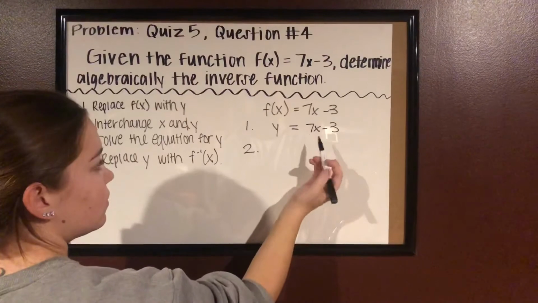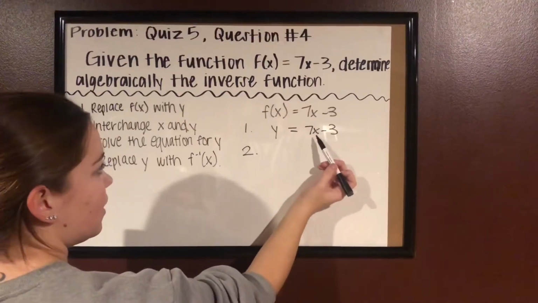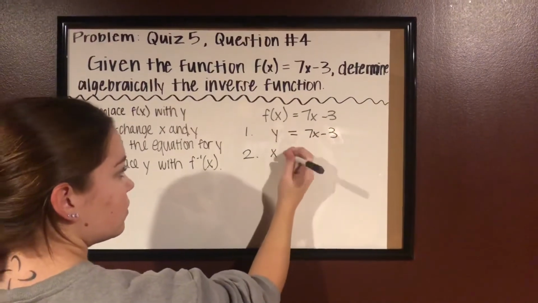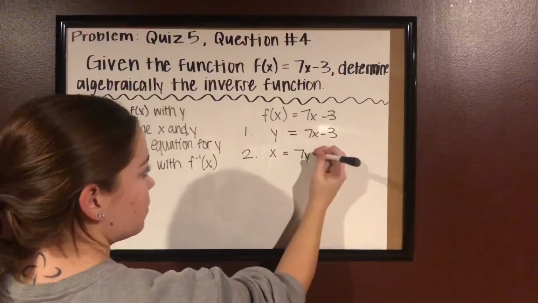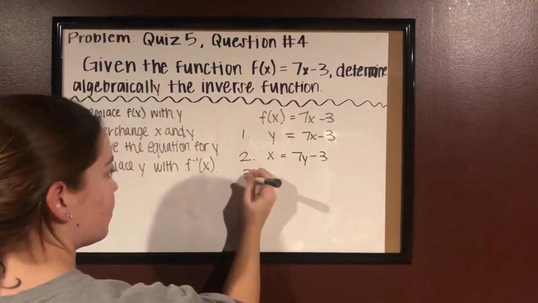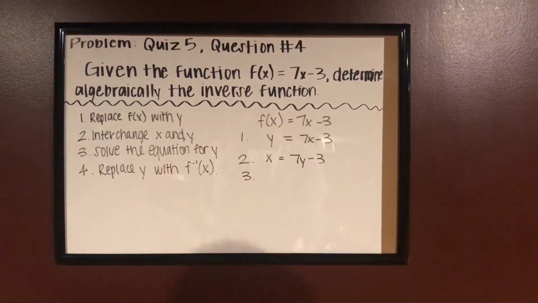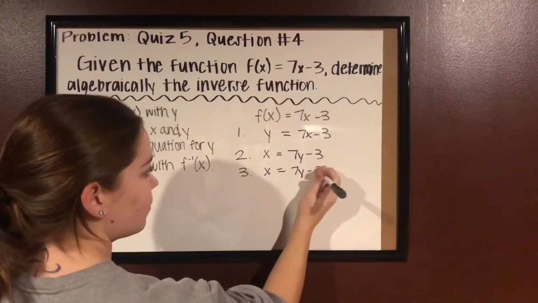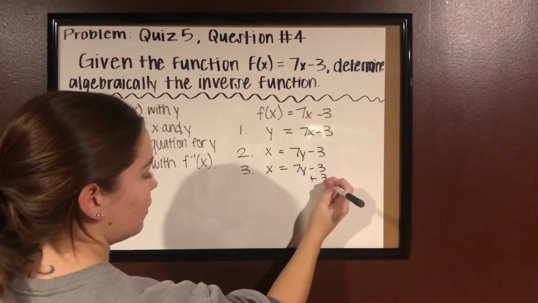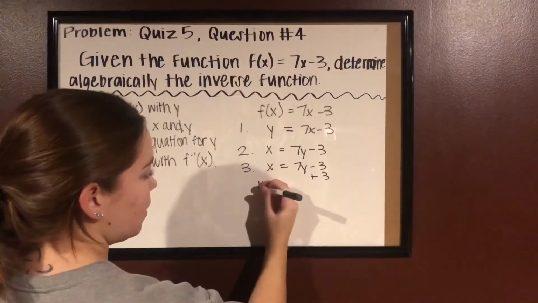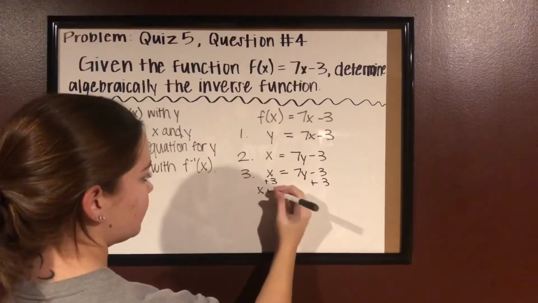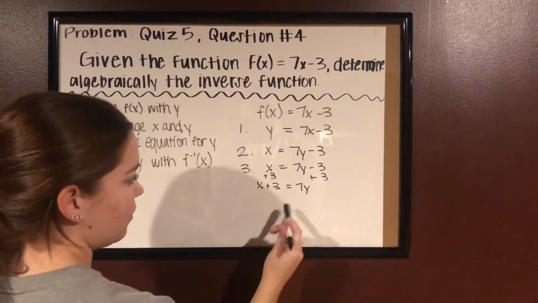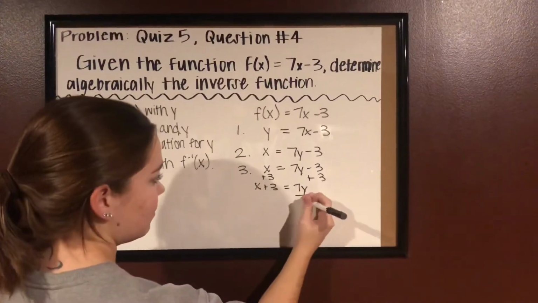So we'll put y over here, and then x will go in front of the equal sign. And then the third step is to solve the equation for y. So first I'll add 3, which equals x plus 3 equals 7y. And then in order to get y by itself, you'll have to divide by 7.